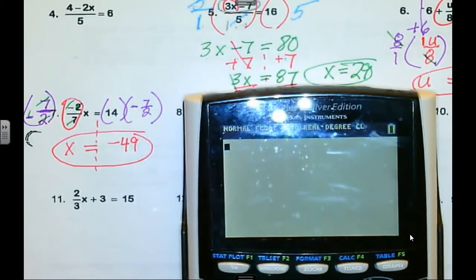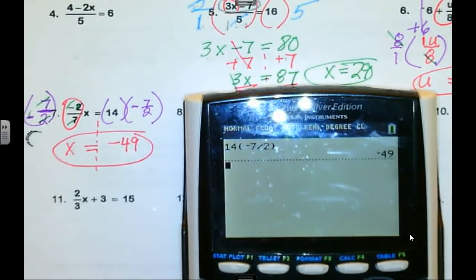Okay, I'm going to take 14. I'm going to multiply it by the fraction, negative 7 divided by 2. Please put fractions in parentheses. Hit enter. I get negative 49. If I would have gotten a decimal, just hit math, enter, enter. It will give you the fraction. Or at this stage of your mathematical lives, I will accept the decimal.